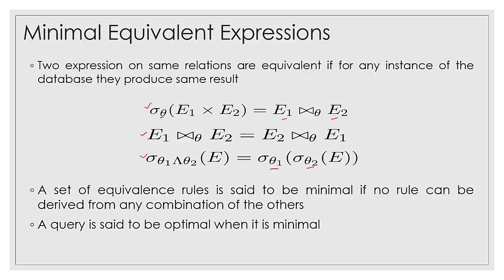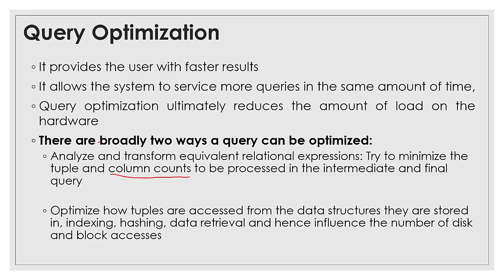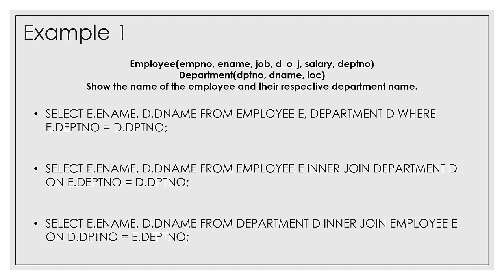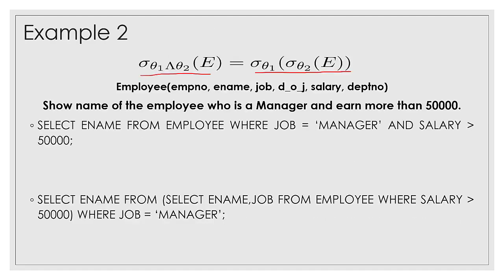Now, in this case, we are actually minimizing the number of tuples in the relational algebra expression. So let us take an example. Show the name of the employee who is a manager and earns more than 50,000. The query we can write like this: select ename from employee where job is equal to manager. Suppose this is my theta 1, and salary greater than 50,000 is my theta 2.